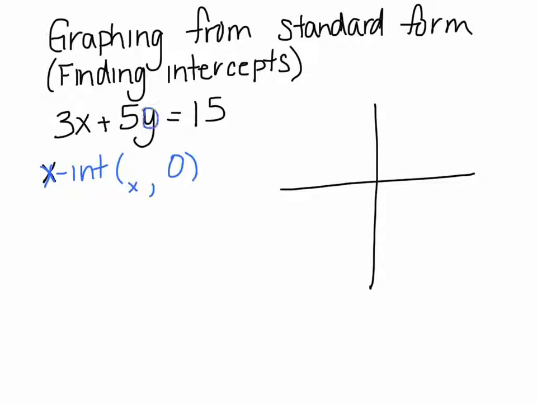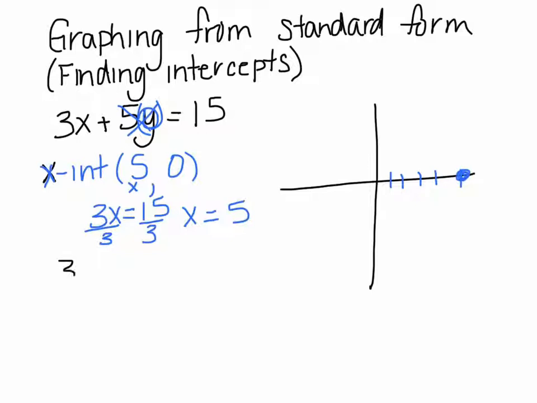If I plug in a 0 right here, 5 times 0, it goes away. So I'm truly looking at the x value equaling 15, and then divide by 3 on both sides, and x equals 5. So the x-intercept is (5, 0), and I can draw a dot right there.